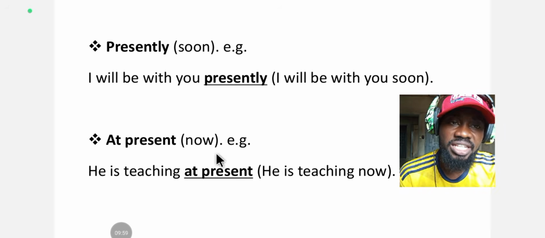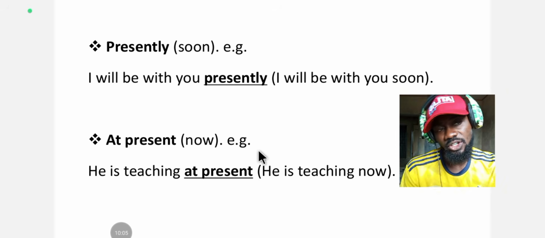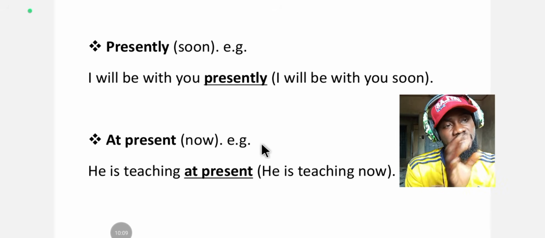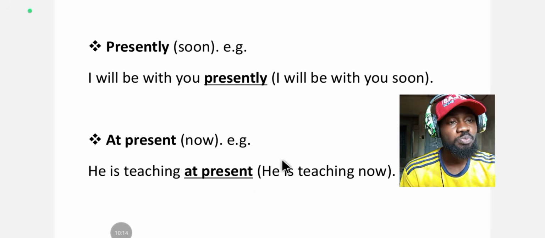But when you say he is performing presently, it means he is performing soon. Can you spot the differences? He is teaching presently. It means he is teaching soon. But when you say he is teaching at present, it means now. So spot the differences. Moving on.